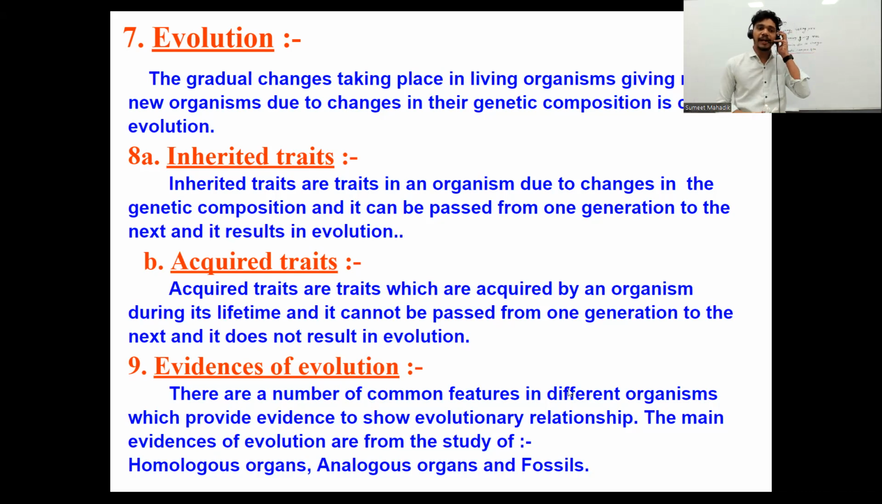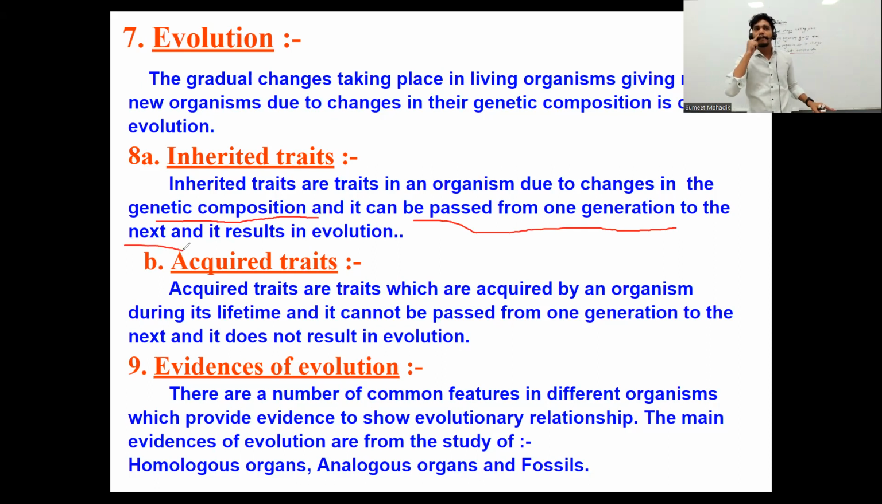Now, inherited traits. What is an inherited trait? I told you, heredity is the whole process. Inheritance means the process by which it is going to happen. So inherited traits are the traits, please pay attention, inherited traits are the traits in the organism due to changes in genetic composition, and they can be passed from one generation to the next.